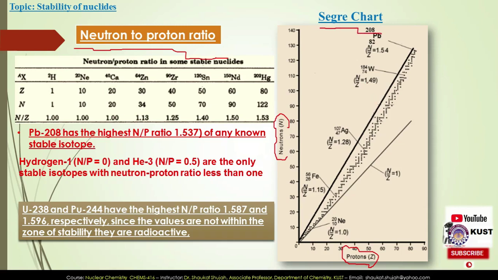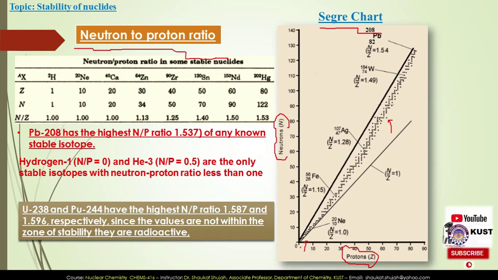In this plot, each dot represents a stable nuclide. If an element has more than one stable isotope, then for a particular value of Z, more than one dot may appear.